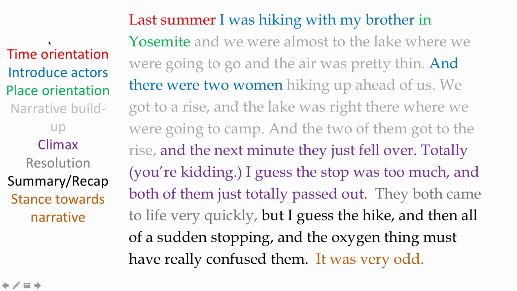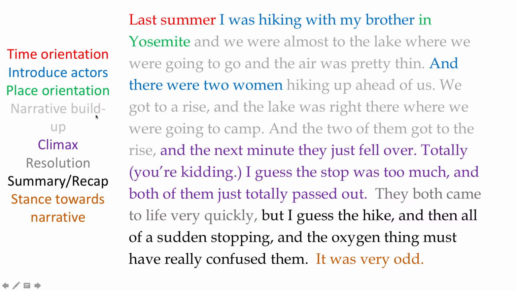One way would be to parse apart the different roles that the words in this story are playing in terms of the development of the narrative. We have a phrase of time orientation here, last summer. We have a phrase of place orientation. Where did this occur? In Yosemite. We have language whose purpose is to introduce actors, introduce characters in the story. We have my brother, and then we have these two women.